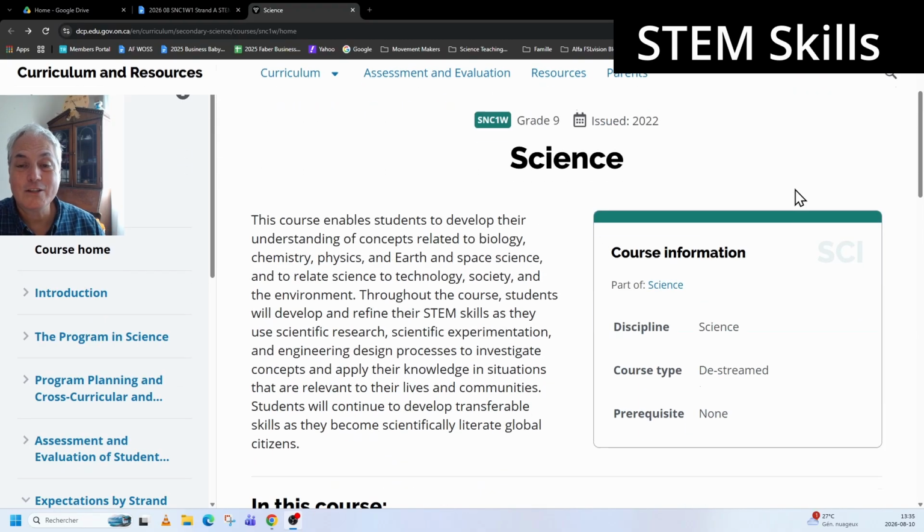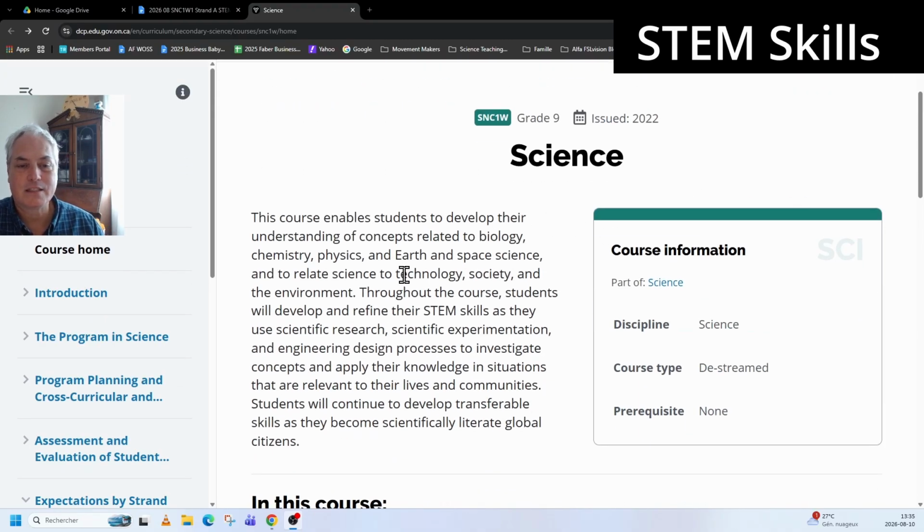So here is the beginning of the science curriculum. It goes like this. This course enables students to develop their understanding and concepts related to biology, chemistry, physics, and earth and space science, and to relate science to technology, society, and the environment. Throughout the course, students will develop and refine their STEM skills as they use scientific research, scientific experimentation, and engineering design processes to investigate concepts and apply their knowledge in situations that are relevant to their lives and communities. Students will continue to develop transferable skills as they become scientifically literate, global citizens.